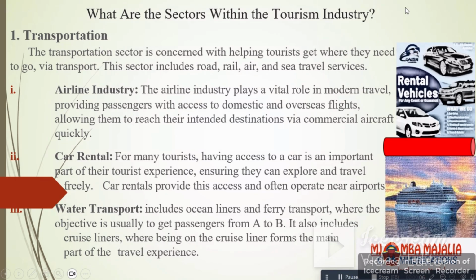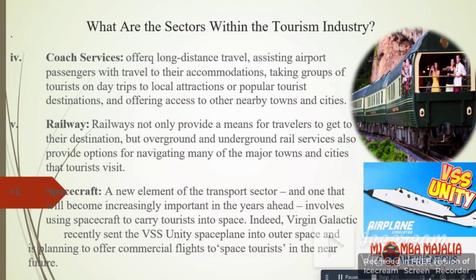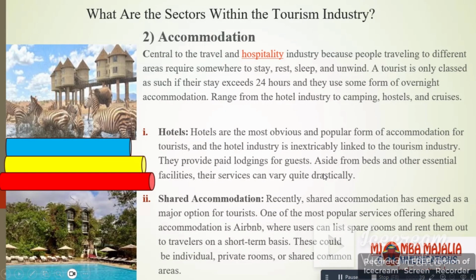So what are the sectors within the tourism industry? First big one is transportation. There's the airline industry, flying, car rentals, and water transport. These are cruise ships and ferries. For coach services, these are buses which offer long-distance services. There's also the railway. There's spacecraft, which is being done by Elon Musk. Virgin Galactic is also done by somebody called Branson. He has Virgin Airlines too, and it's tourism, so to speak, transportation.